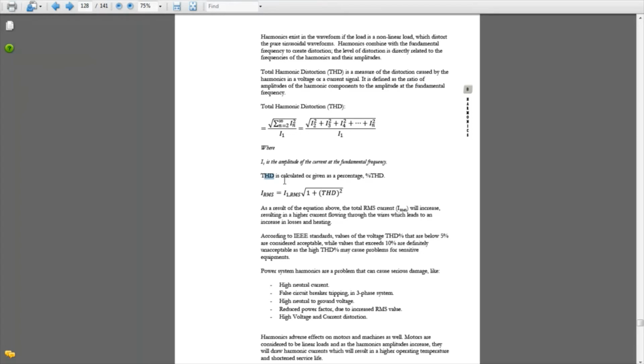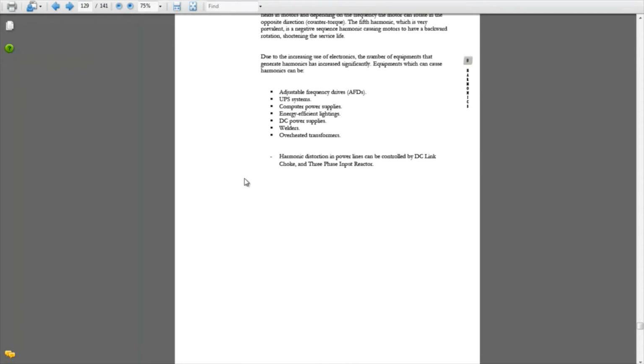This will give us the value of the total harmonic distortion. If I want to find the RMS value for the new signal, it will be the RMS value of the original signal multiplied by this factor, which is affected by the total harmonic distortion. Good. So let's go and perform our experiment.